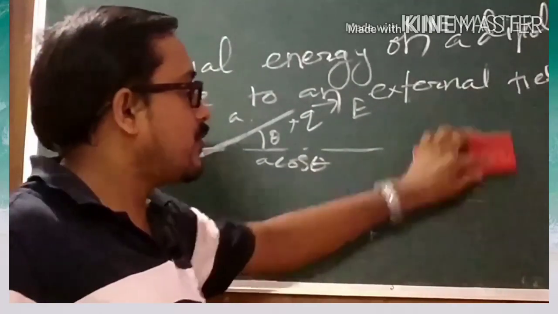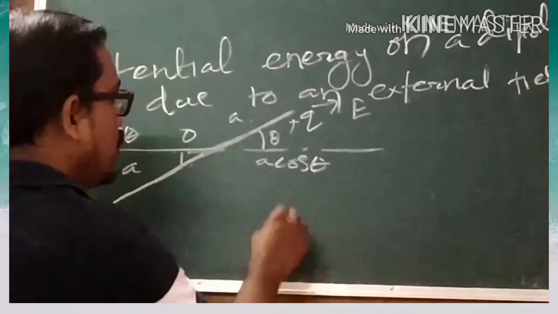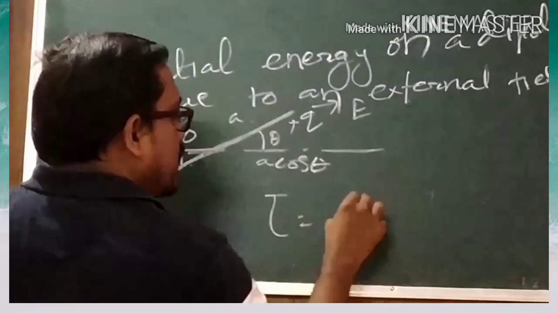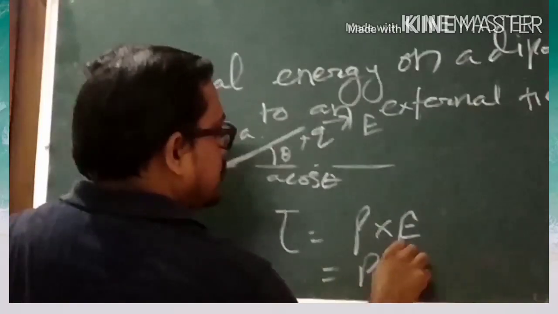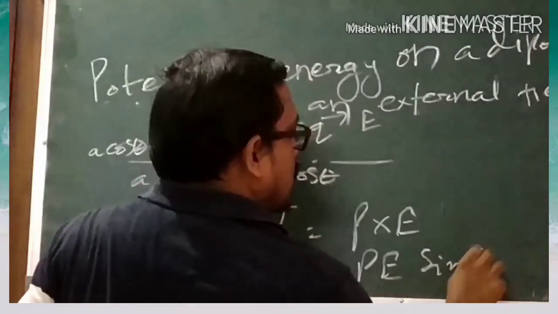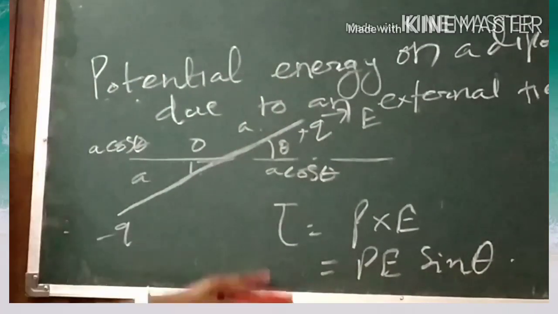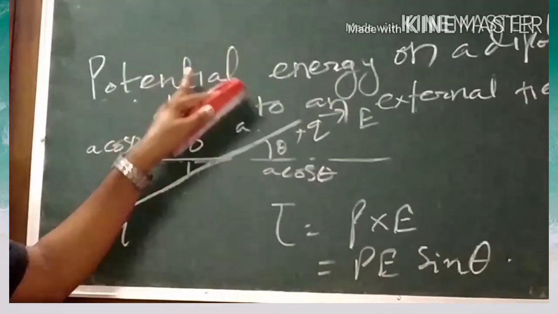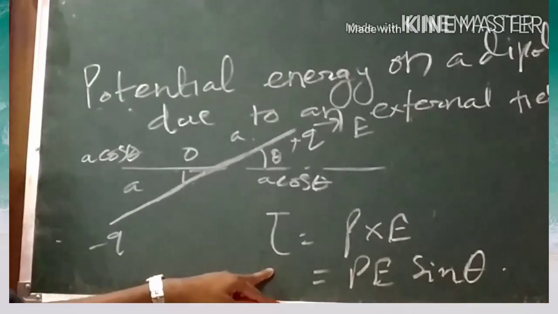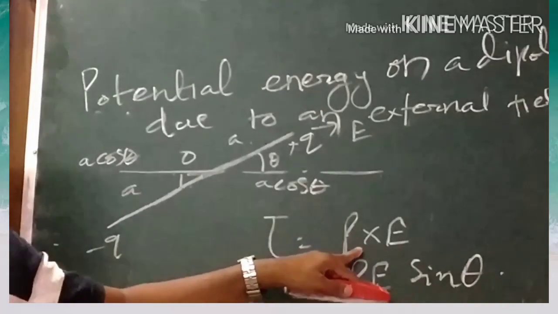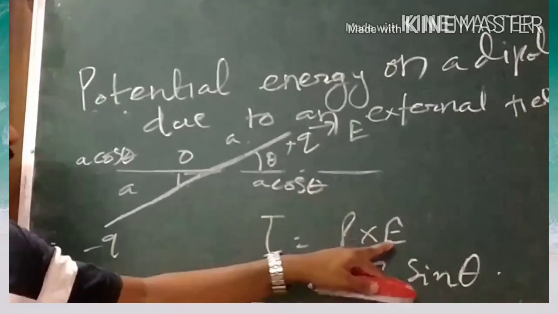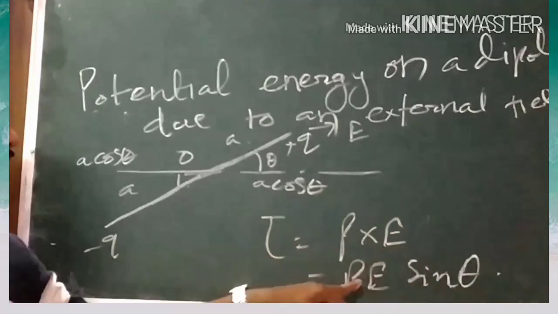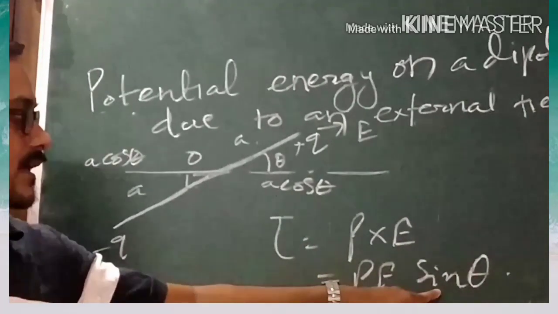Okay. Again, from the definition of torque, we know torque is p cross E, which is pE sin theta. Now this torque will produce the necessary potential energy. From the definition, this torque is the cross product of the dipole moment and the electric field. So p cross E will be equal to pE sin theta.